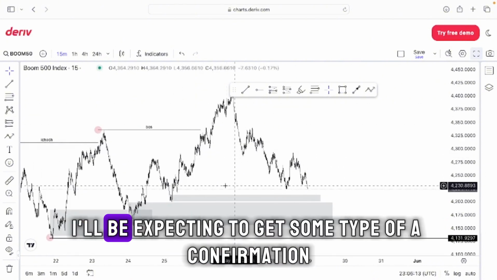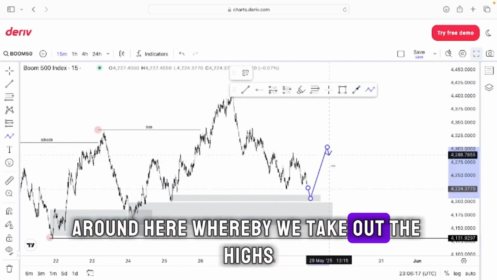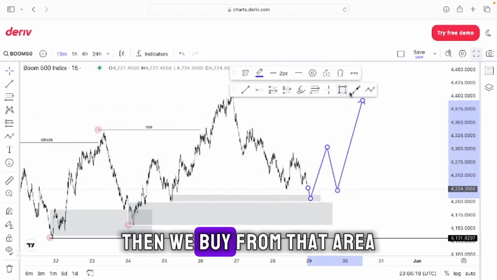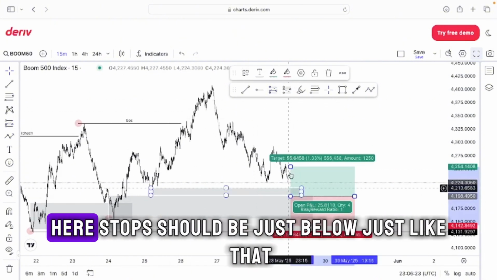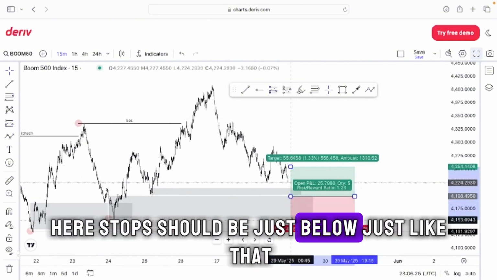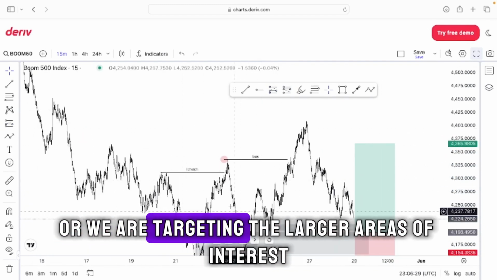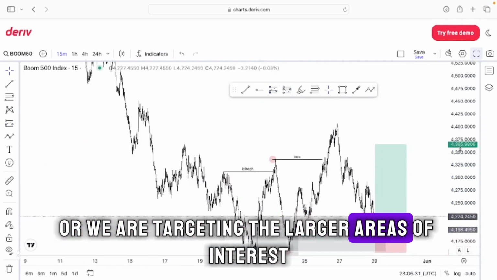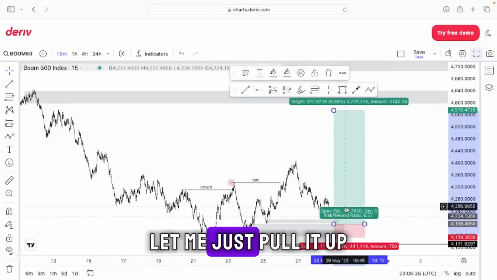So far I'll be expecting to get some type of confirmation around here, whereby we take out the highs, then we buy from that area, then the risk entry should come up around this point here. Stops should be just below, just like that. Then we're targeting the previous highs, or we're targeting the larger areas of interest, of which the first one should be this one here. Let me just pull it up.